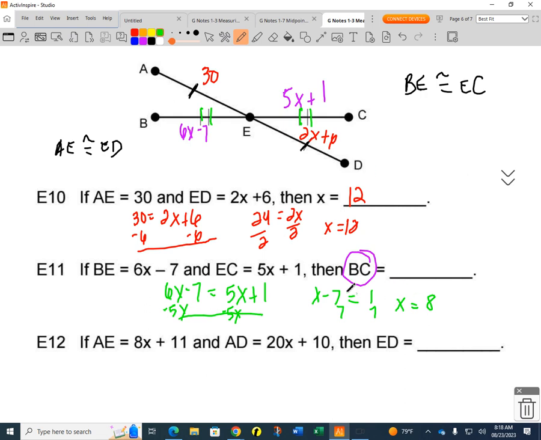All right, so I'm going to do EC. So it's going to be 2 times whatever EC is, because EC and BE are the same length, 5x plus 1. So now I'm going to plug in 2 times 5 times 8 plus 1. So that's going to be 2 times 41. And so now I know that BC is 82.